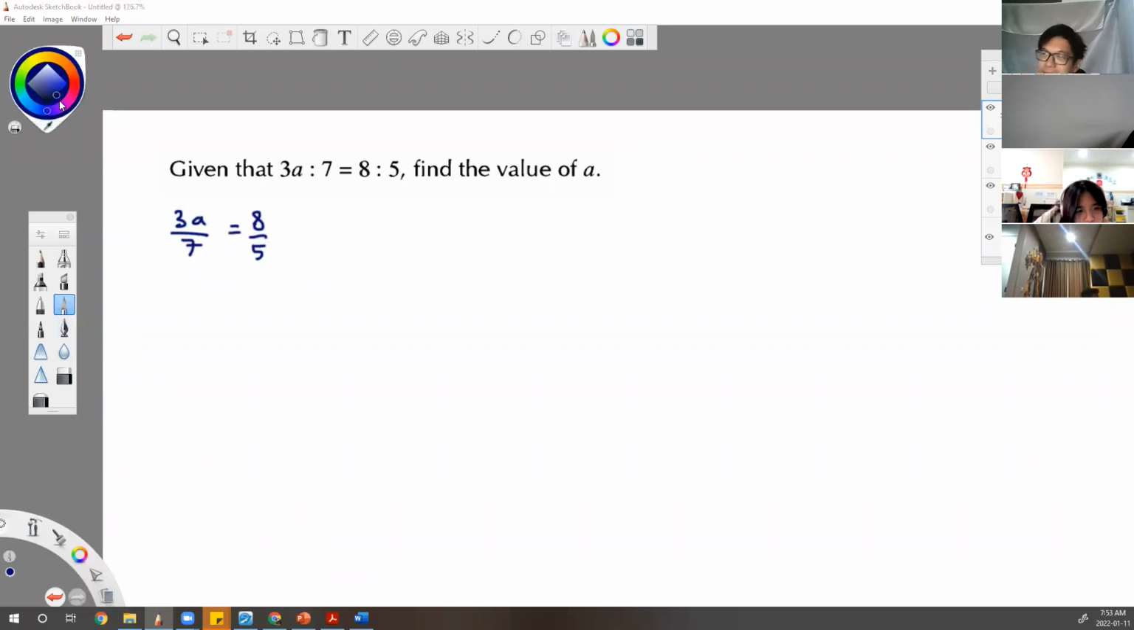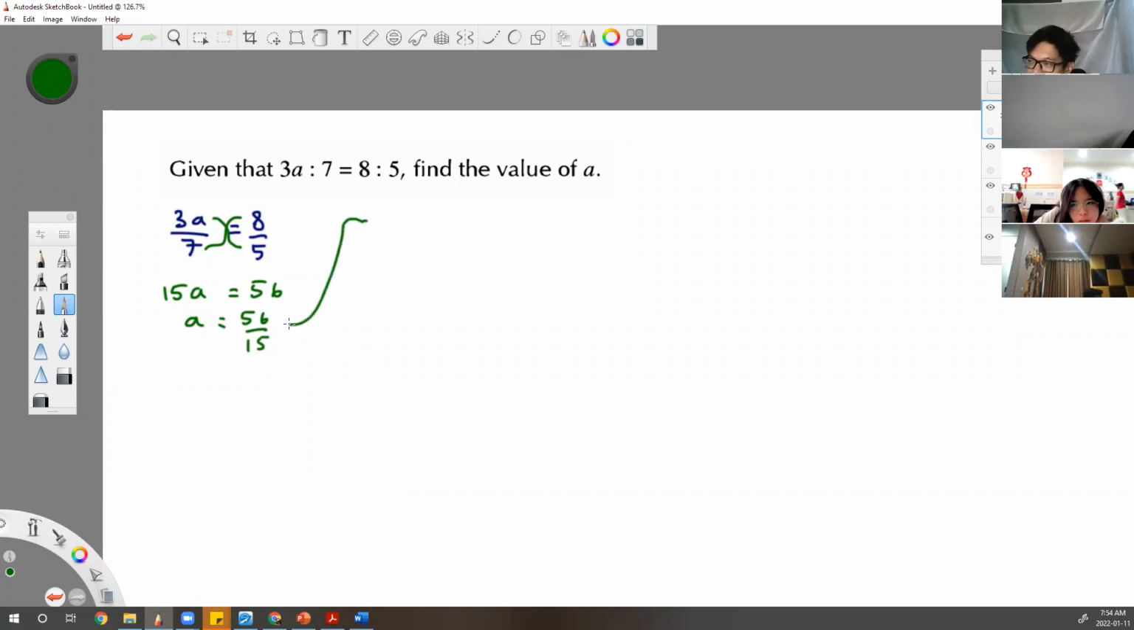First thing is cross multiplication. 3a times 5, langsung 15a aja, ngapain capek-capek. 8 times 7, 56. Udah selesai. Sebenarnya ini udah selesai, tapi I ask you to do the mixed fraction. Dijadiin mix. Ini 3, 12 over 15. Wait, is it right? Bentar. Oh, 11. Hampir. 3, 11 over 15.